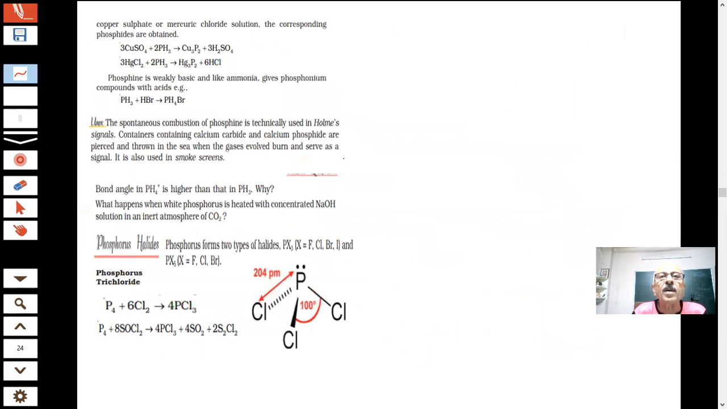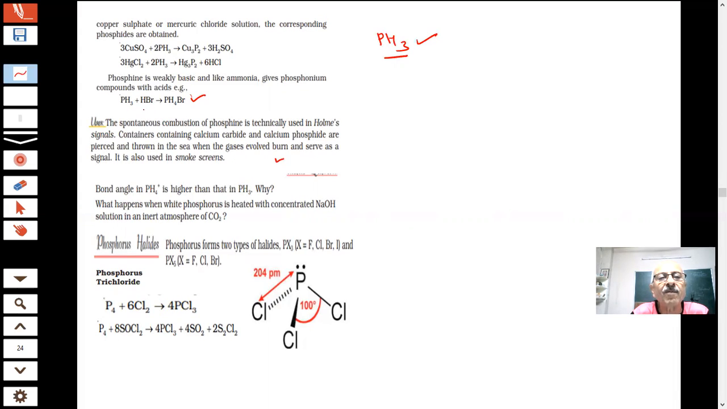Now, certain questions on phosphine can be asked. Phosphine is very important, yes. PH3 is important from the examination point of view. We have shown the reaction with copper sulfate, and you can see the reaction with mercury chloride, where phosphides are formed. And it is weakly basic. We have already given this reaction. Even this reaction was asked somewhere in the paper.